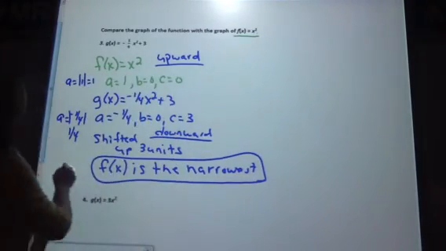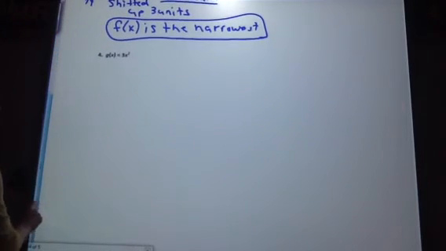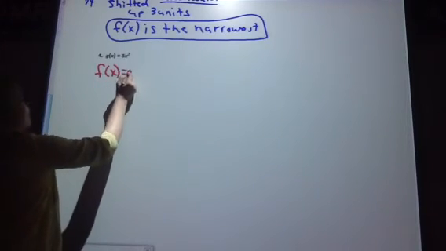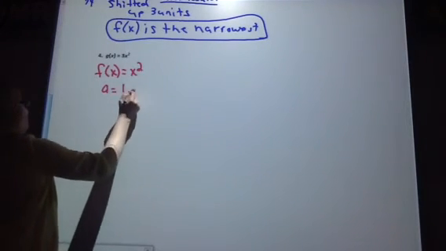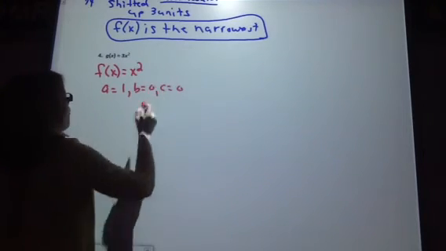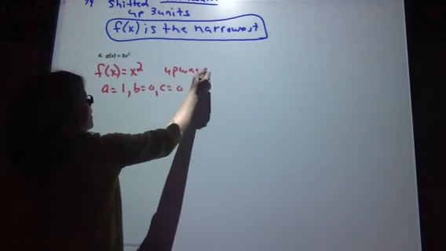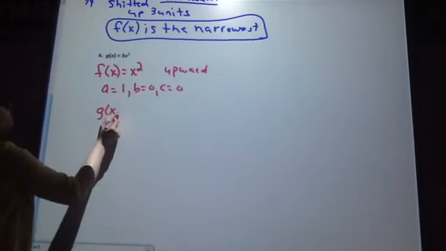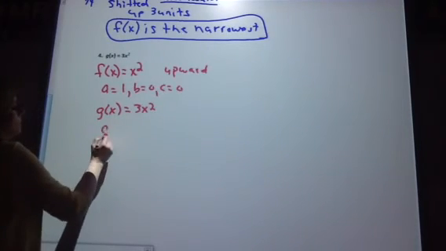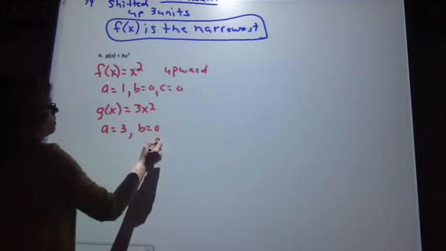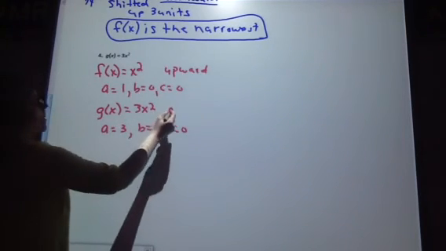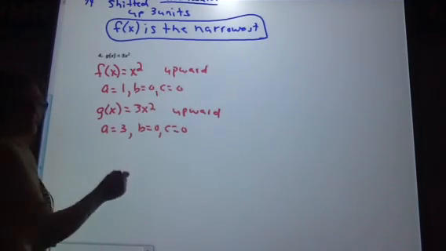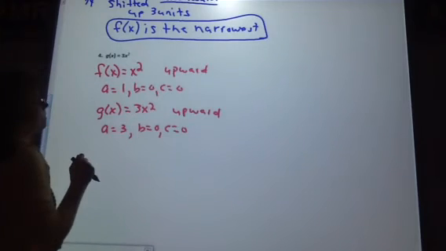Okay? All right, one last one. We're going to compare this with the parent function again, so let's go ahead and write the parent function. It goes upward. How do I know that? Because A is positive. All right, let's look at g of x. A is positive, so this one is upward. Okay, C is the same, so we're not shifting it up or down.